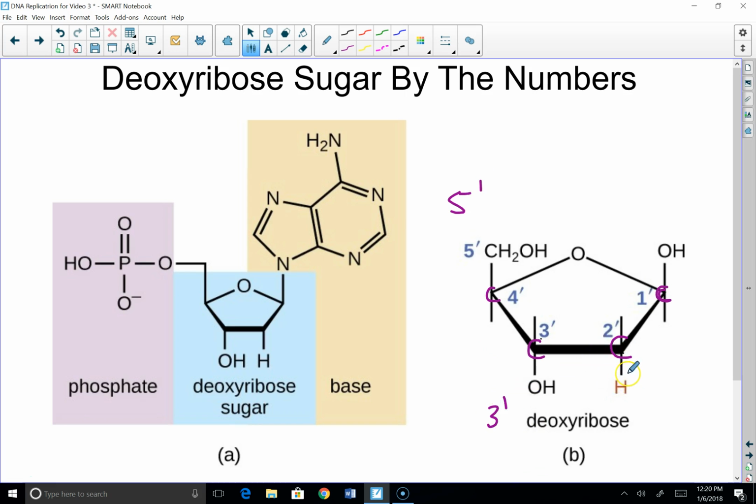It is also important to note that this is a deoxyribose sugar because you can see at the 2' carbon there is only a hydrogen. If this was a ribose sugar or RNA, there would be an OH there.